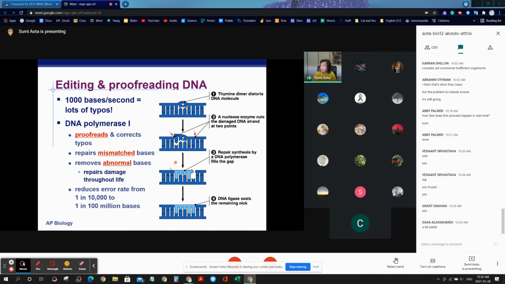Right, and so this is just showing you, you don't have to know this diagram, it's just an example of how poly 1 would repair something. Okay, but we're reducing the error rate by quite a bit, from basically 0.0001 to 0.6 zeros in a 1.